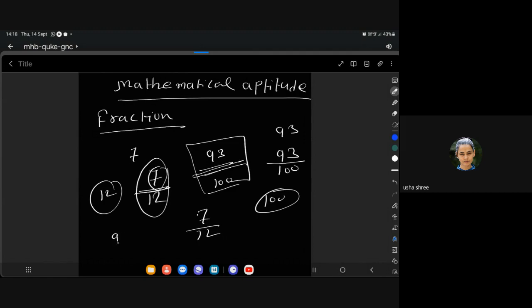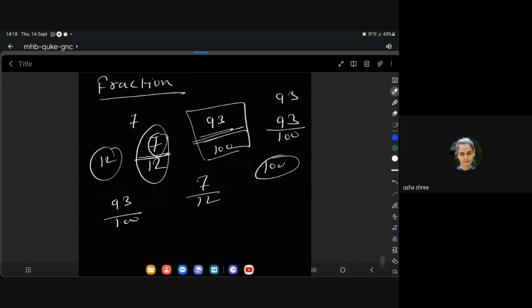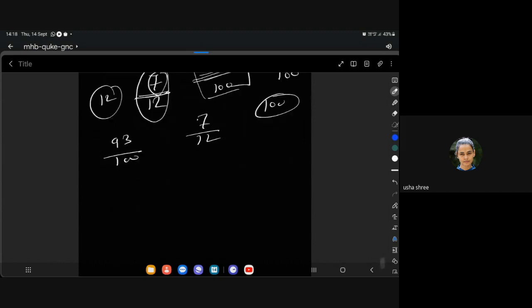Out of 100, I am scoring 93. So this is called fraction. So fraction means it's a part of an entire system. It's not the complete thing. If it is complete, then it will be 1. If 100 out of 100, it will be 1. It will be full.